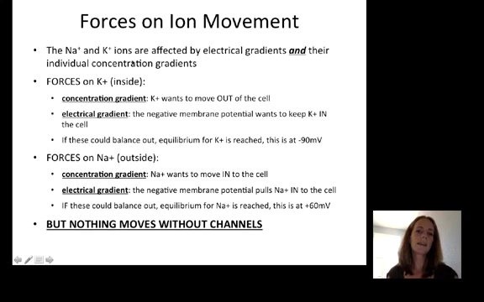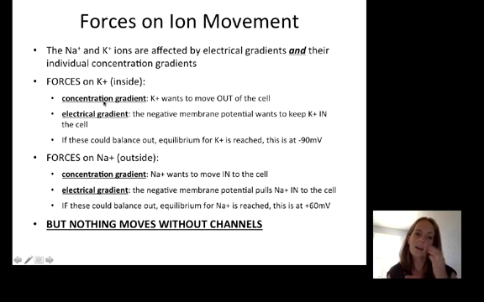So the sodium and potassium ions then are affected by electrical gradients and their individual concentration gradients. So if we want to know now when a cell gets a signal, what's going to happen? So we want to then look at the individual ions and see how these ions could change. So first let's look at potassium. So for both of these, we want to look at both the concentration gradient and the electrical gradient.